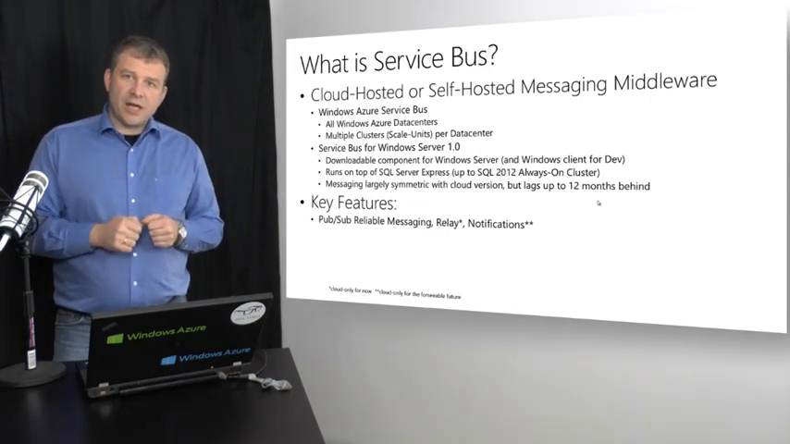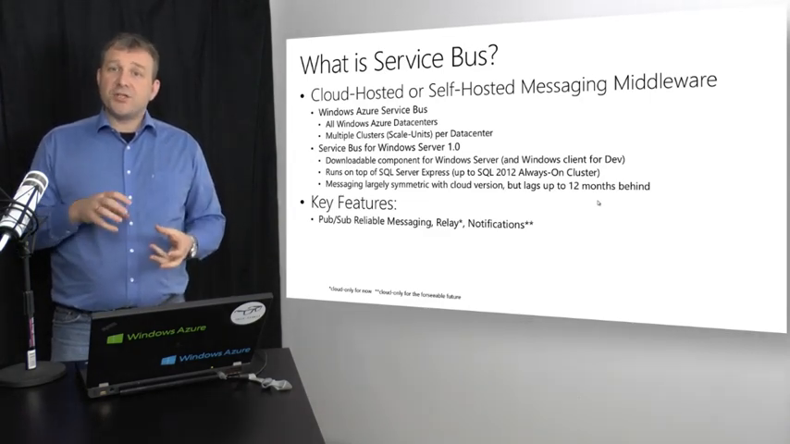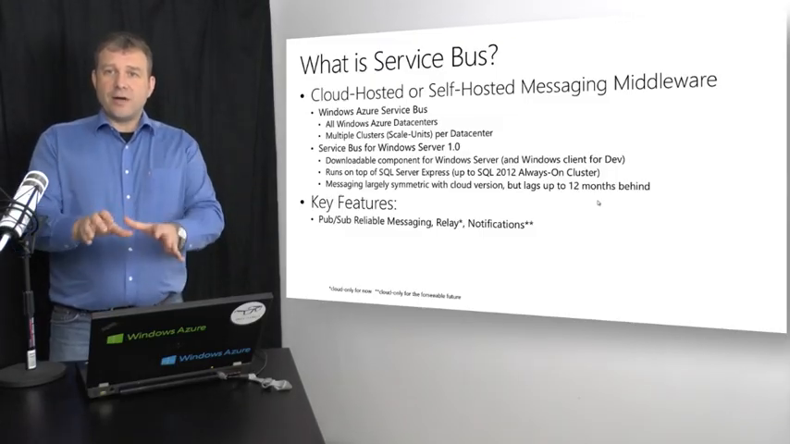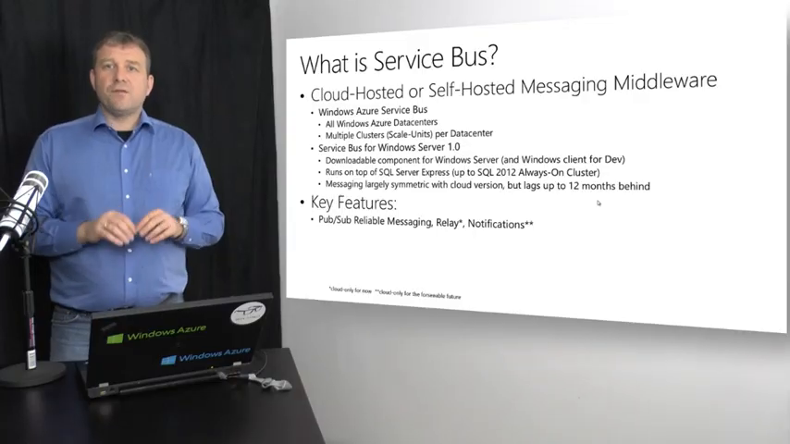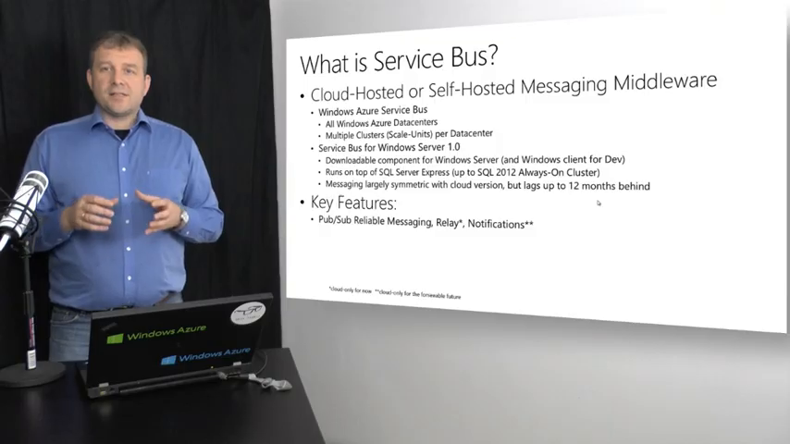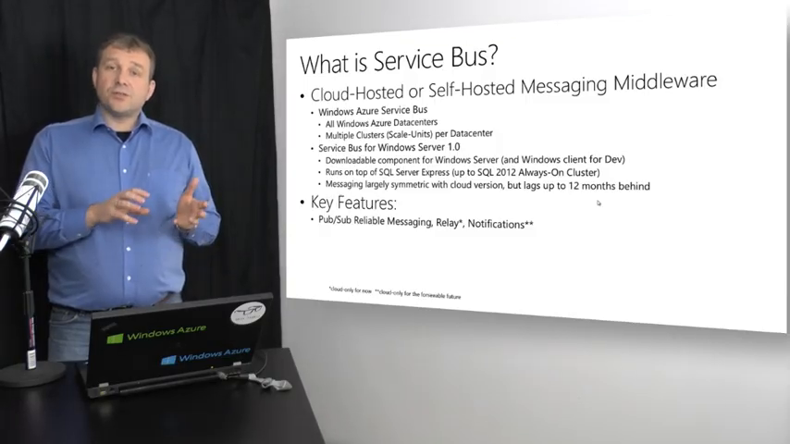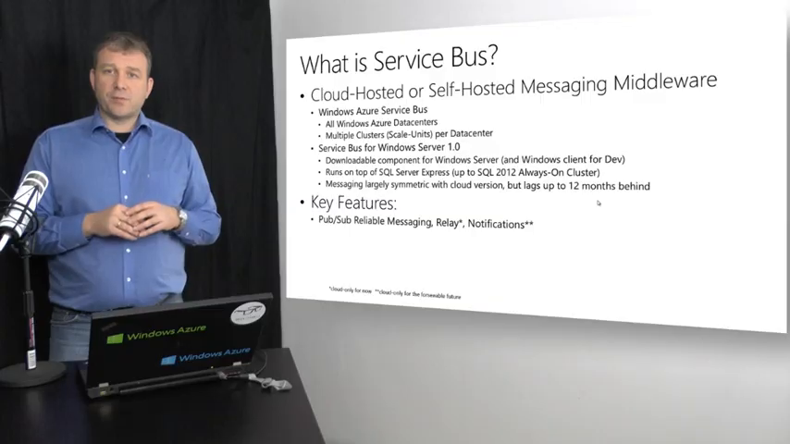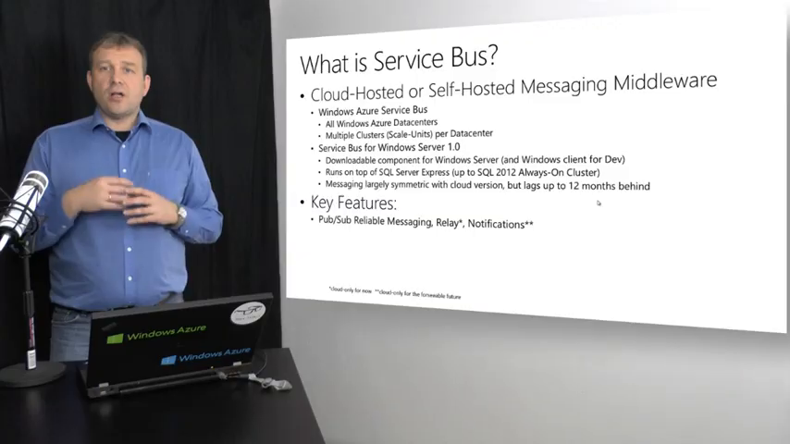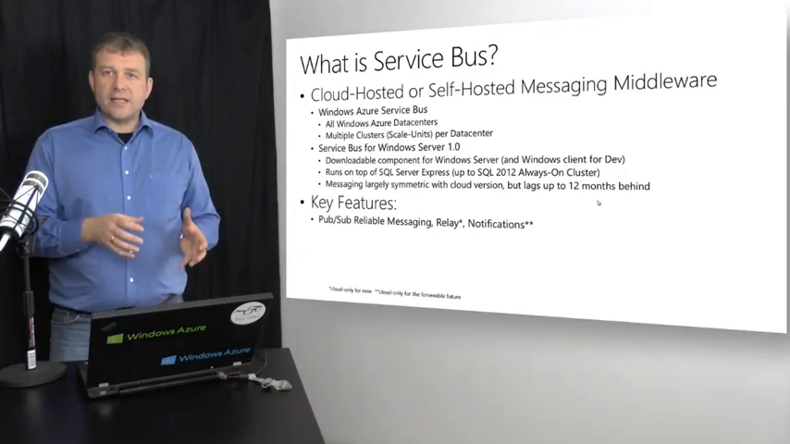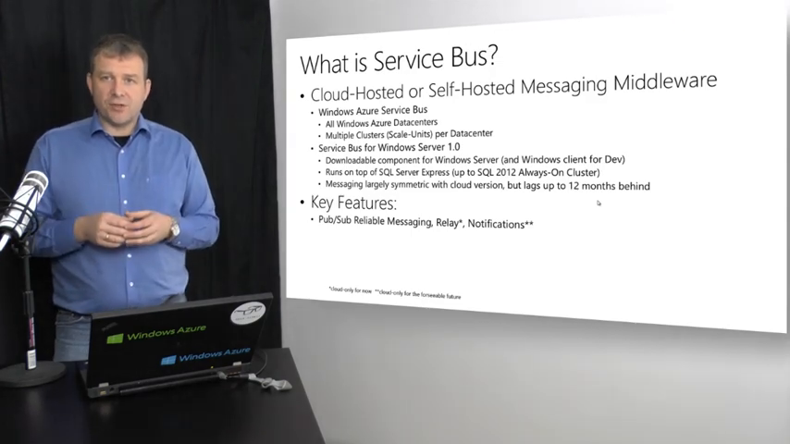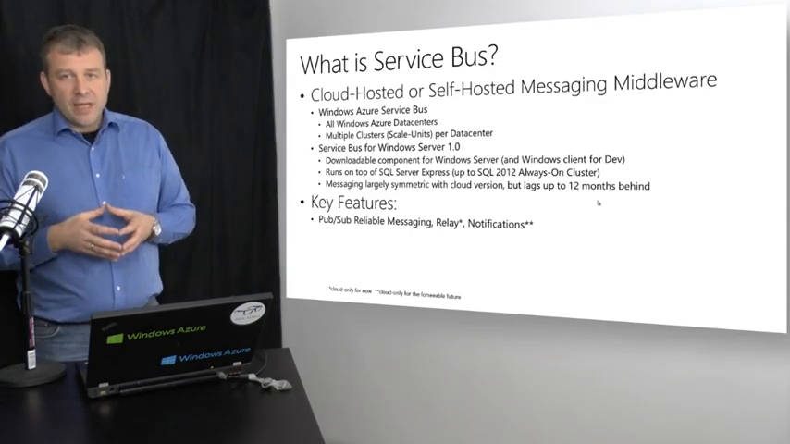And the same technology that we use in the cloud, the same messaging engine that we use in the cloud, is also available for you to download and host yourself in the form of Service Bus 1.0 for Windows Server. And that's something you can get from downloads.microsoft.com. Search for Service Bus 1.0. And that's a downloadable package that you can download, install, and then configure. And that gives you the Service Bus messaging engine. So exactly what we're discussing today. It's going to give you that as an installable product.